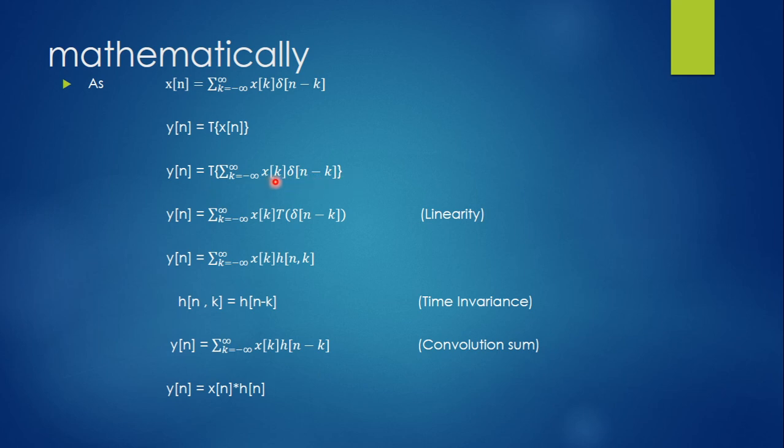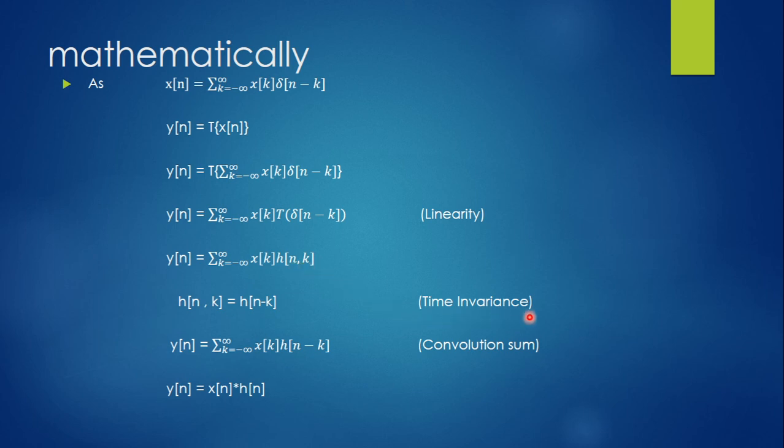As x[k] are constants, if the system is linear, we can take these out. T goes inside. Output corresponding to this multiplied by the scaling factor. That is one of the properties of linearity. Then added, this is also a property of linearity. So you get something like that. So the transformation of delta[n-k] is h[n,k], its value at the kth sample.